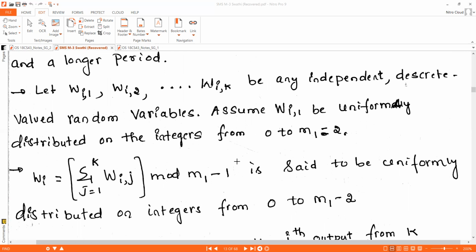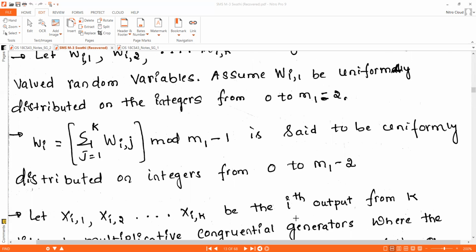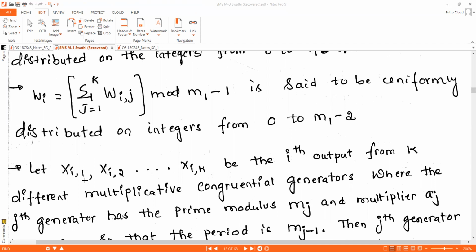Here we have specified that we assumed Wi,1 is uniformly distributed on the integers from 0 to m1 minus 2. That means Wi is equal to the sum from j equal to 1 to k of Wi,j, mod m1 minus 1, and it is uniformly distributed on the integers from 0 to m1 minus 2.